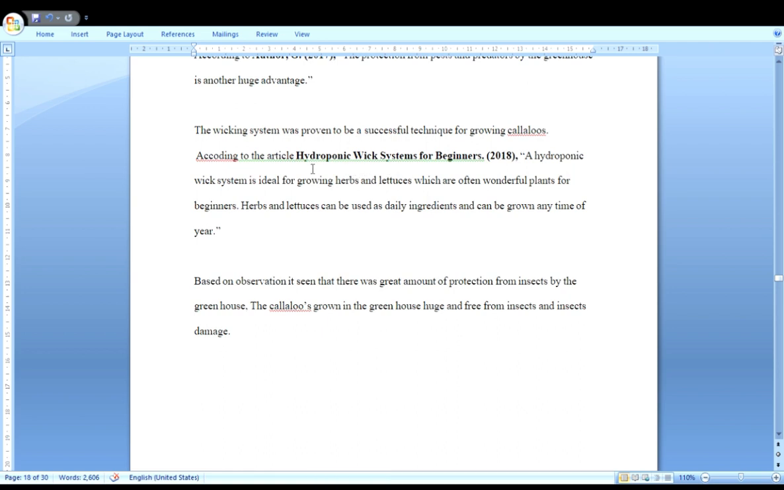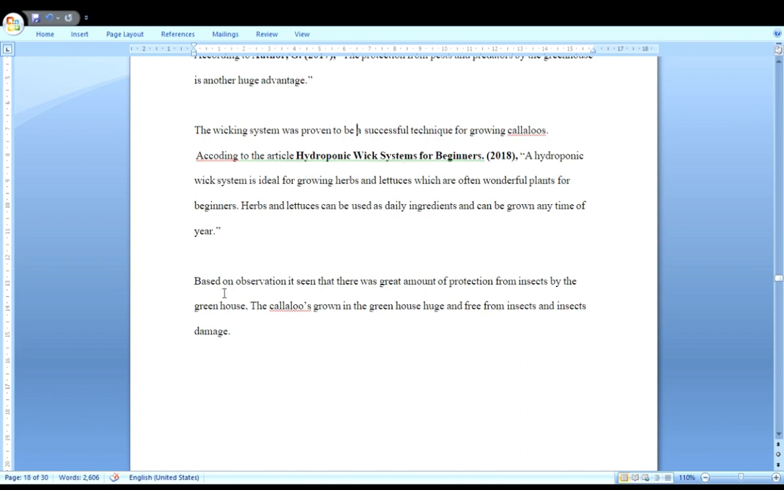So this is how you would write your quotation for an article like this. You say according to the article, and then you write the article name. In this case, the article was Hydroponic Wick Systems for Beginners and the year of publish was 2018. When you don't have any author or you can't find the name of the organization that published the article, then you would start with the title of the article.